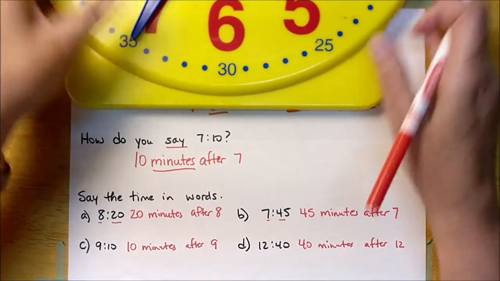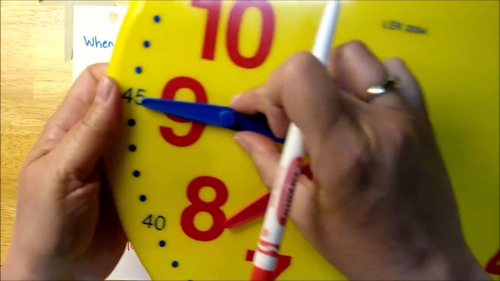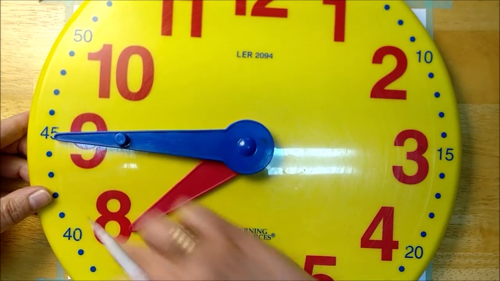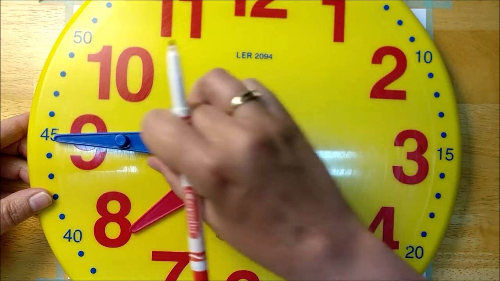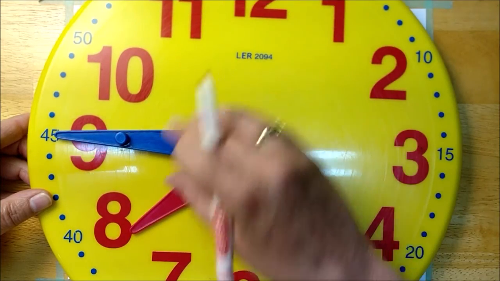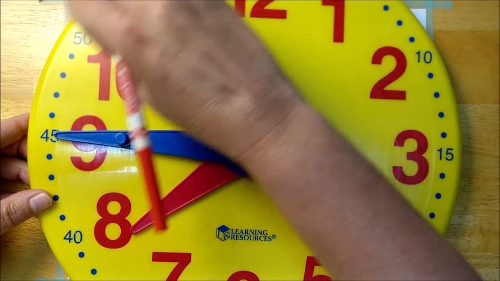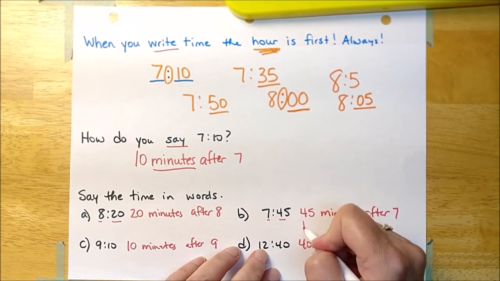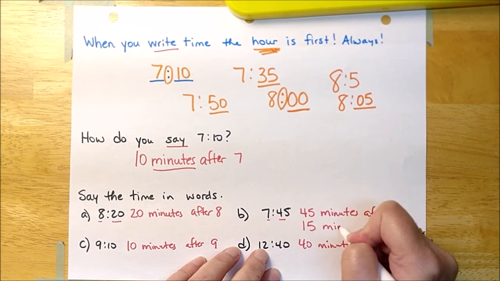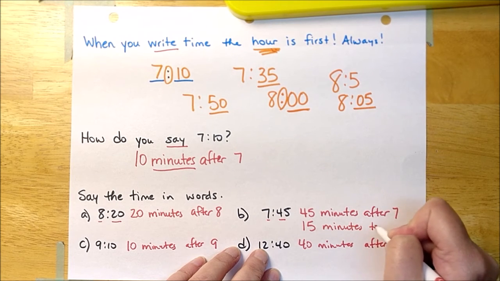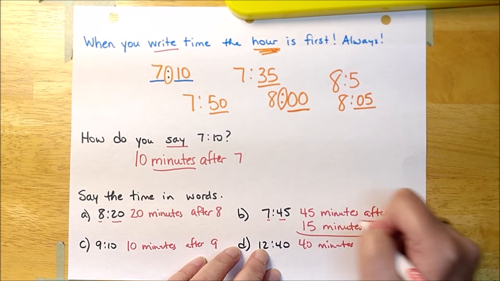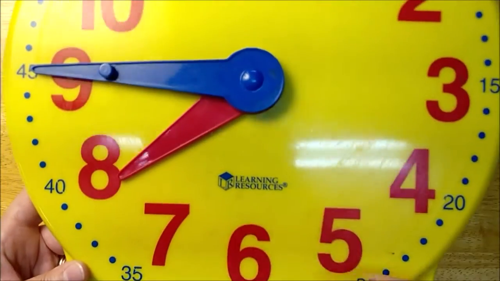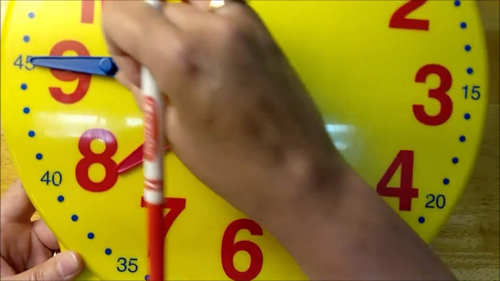So instead of saying 7:45, which would be like this on my clock, I don't say that's 45 minutes after 7. I now say it is how many minutes to 8. So it's 5, 10, 15 minutes to 8 o'clock. So it's 15 minutes to 8. So this is the more correct way of saying it. We tend to say when you go past the 30, then you say how many minutes to.